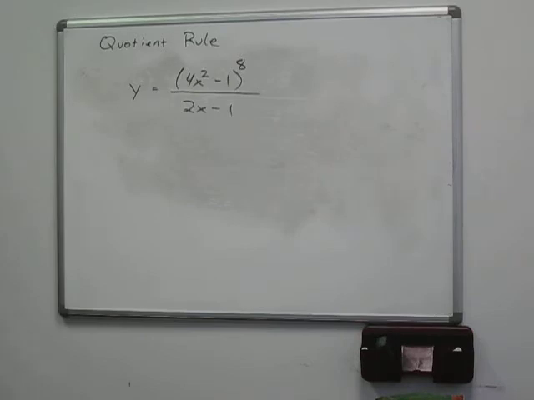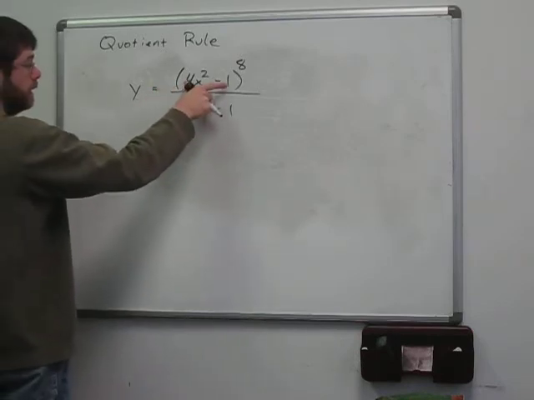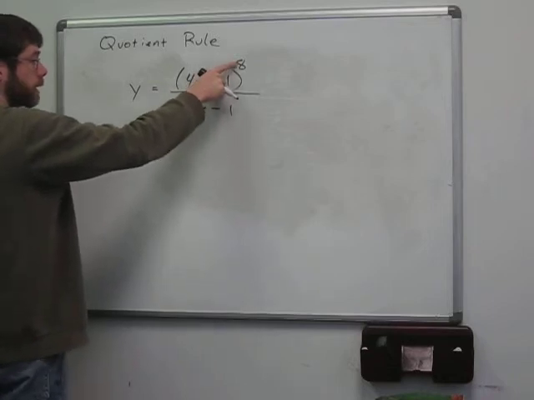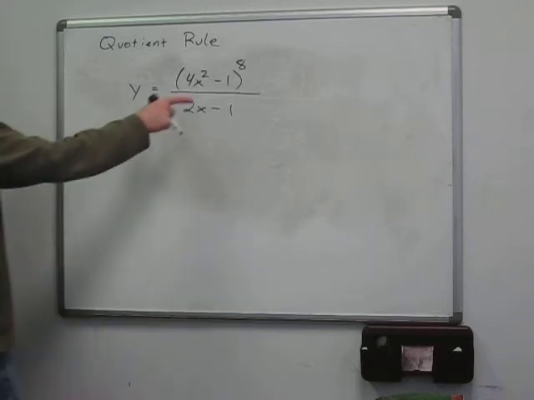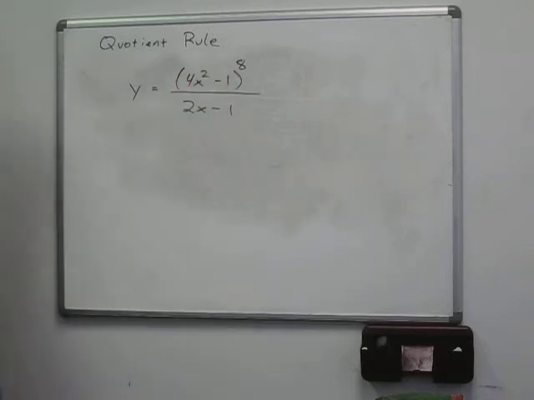Again, we have the division of two functions. The top function is this expression raised to the 8th. So when we take the derivative of the top, we're going to need to be using the chain rule, since the top has an inside and an outside function.